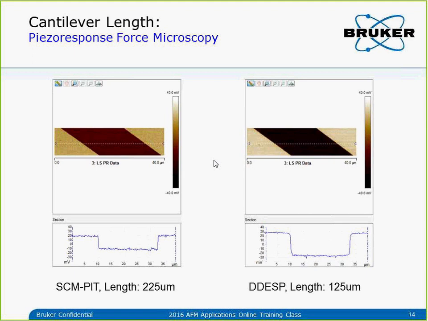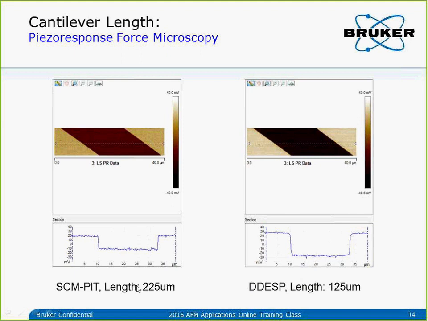We typically recommend an SCM-PIT probe or a DDSP probe, and the big difference between these is the length. The PIT probe has a nominal length of 225, and the DDSP about half, 125. So here the spring constant is not a key parameter; the length is more important.